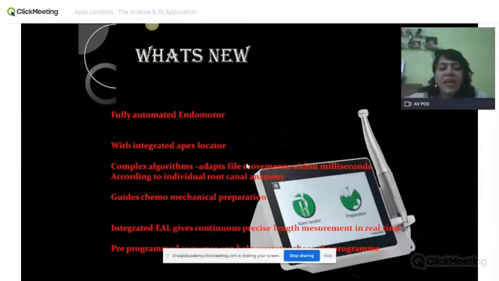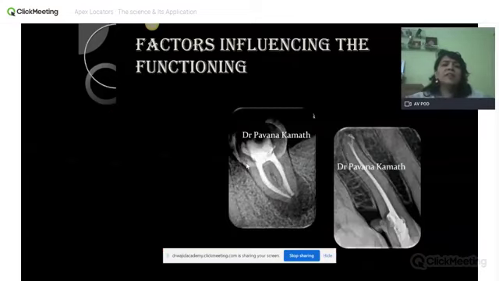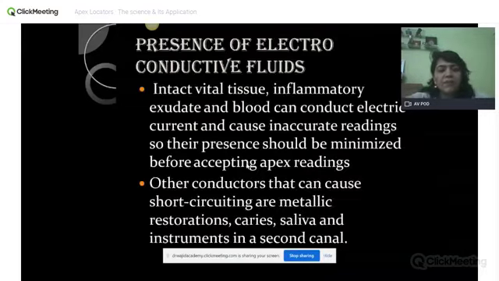So that is something that we have to look forward to in the field of electronic apex locators. Now, let us consider the factors which influence the functioning of your electronic apex locator in the root canal. Everybody says, make sure that your pulp chamber is dry and then you will have no problems. We know that the tooth has to be well isolated, then you'll have no problems. But still, you have some kind of errors happening.